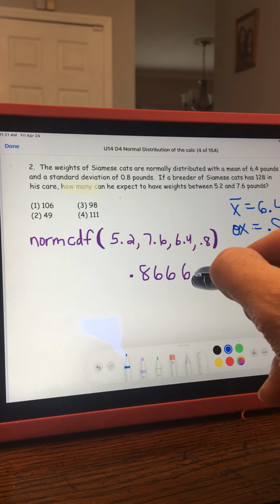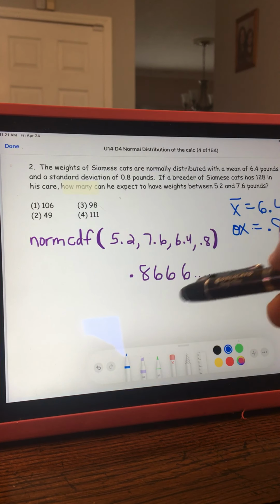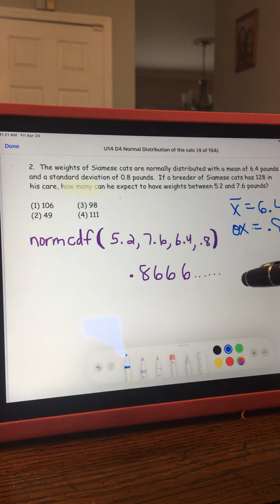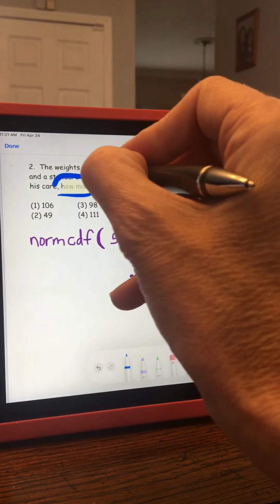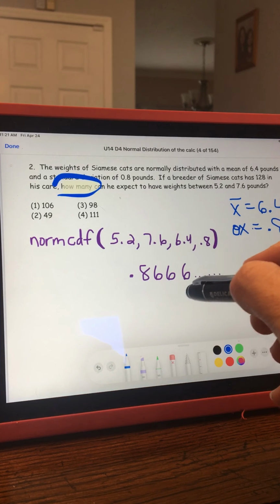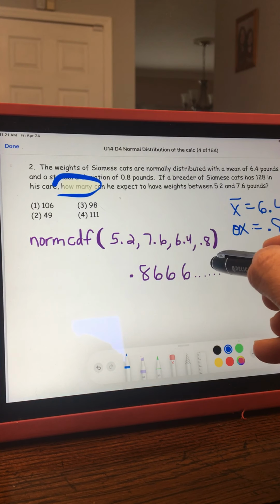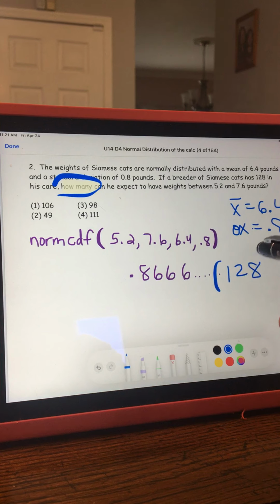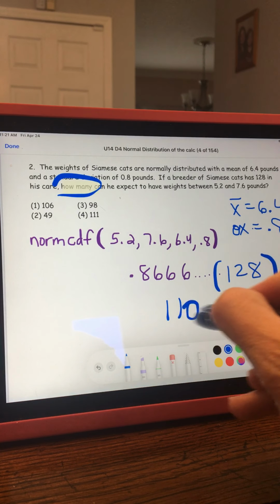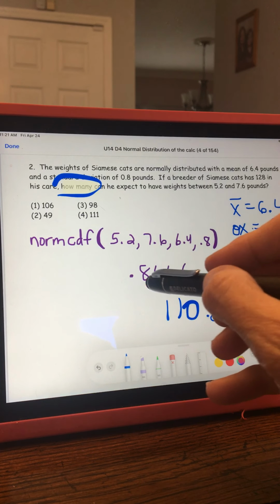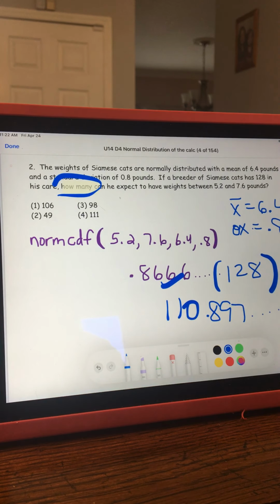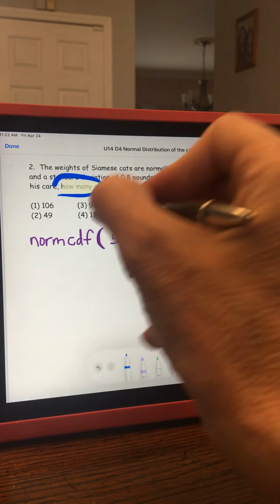Now, no rounding yet, okay? It didn't ask me for a rounding, so we're just going to leave all those numbers in your calculator. So the percentage is like 86.6 blah, blah, blah percent, right? But that's not what they want to know. This particular question is just asking for how many. So you'll take your decimal, you'll never convert it to a percentage, and you'll multiply it by the total amount of kitty cats. And we get 110.897. So use all those decimals right here, okay? Use all those, don't round. And it's closest to 111.